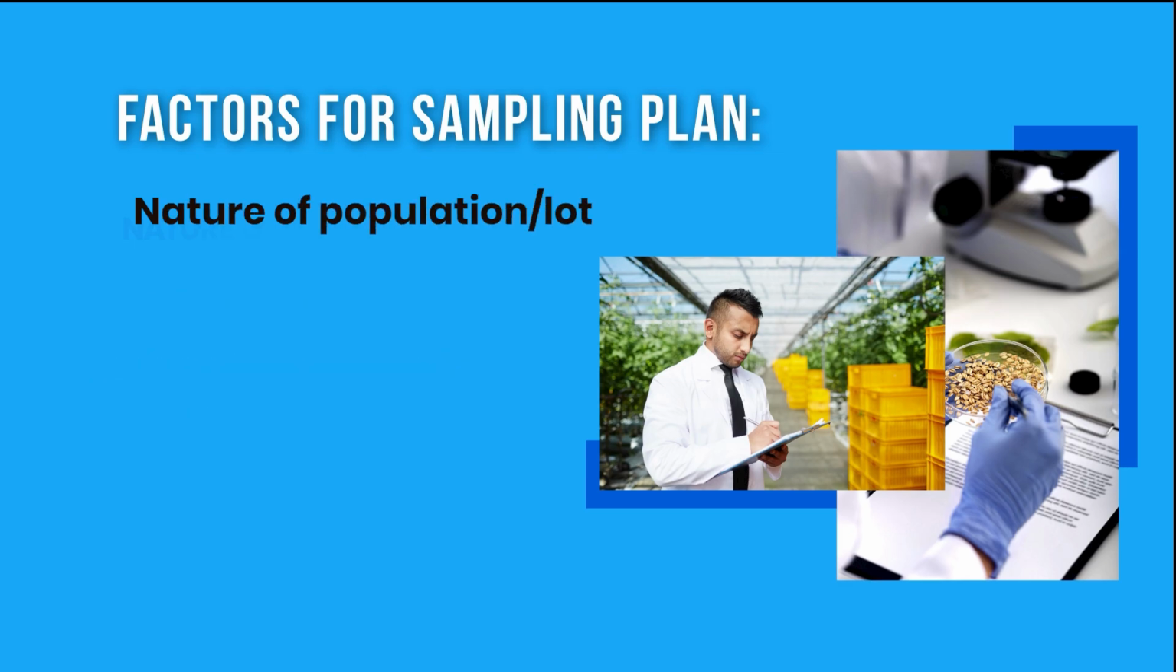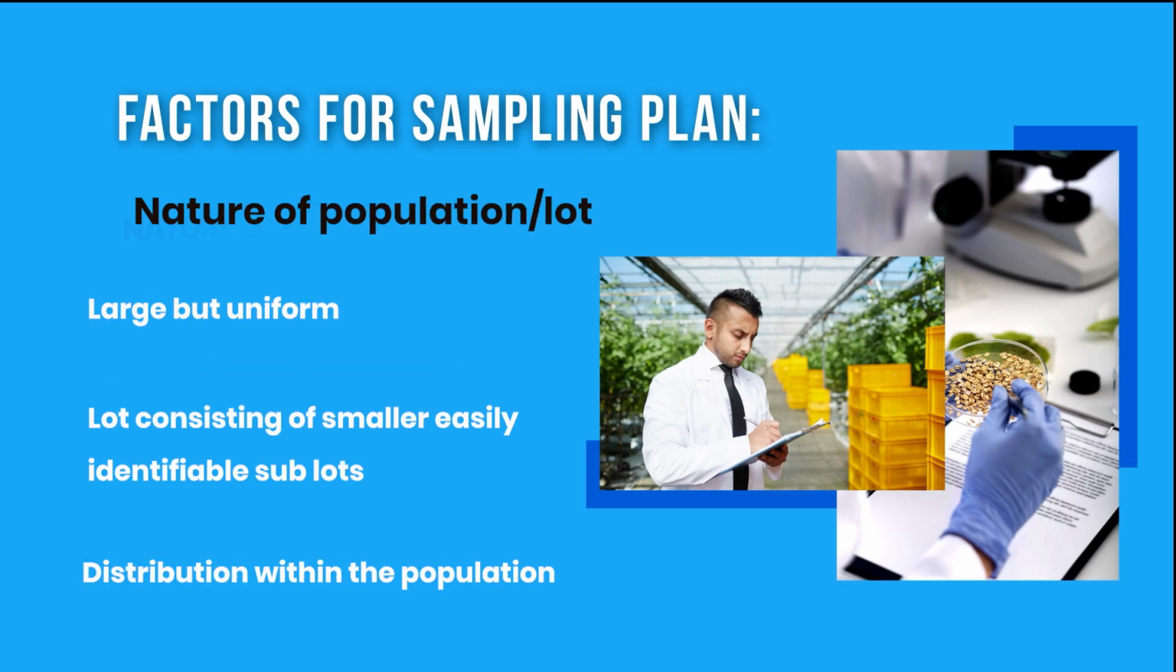Nature of population and lot. How big the lot is, how large the lot is, how uniform the lot is. Lot consisting of smaller, easily identifiable sublots, that also we have to keep in mind. And distribution within the population. How a lot is proper, different kinds of containers, for example, 100 ml packing, 250 ml packing, half liter packing, 5 kg packing, 10 kg packing. So distribution within the population, and maybe from one source, maybe from different sources. So these are the factors we have to keep in mind while drawing the sampling plan.